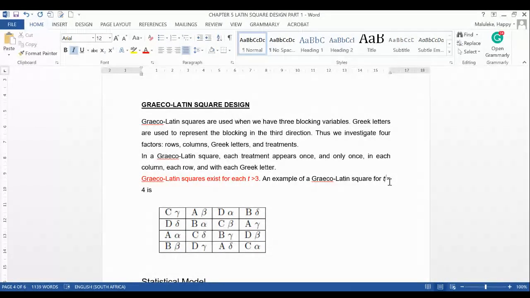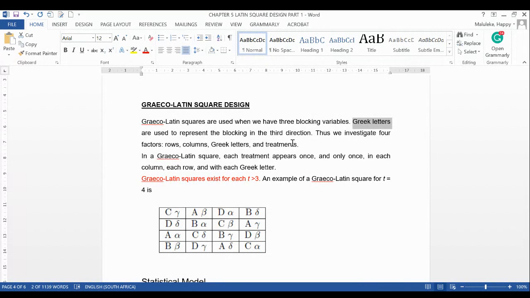So far, we are used to two blocking factors. Now, what would be the third block? It's indicated that the third block will be represented by the Greek letters. So it means you're going to block by rows, columns, and Greek letters. The rule for the treatments remains the same: the treatments will appear once and only once in each row and each column. Now the issue of the Greek letters comes in. Even the Greek letters should not repeat themselves.